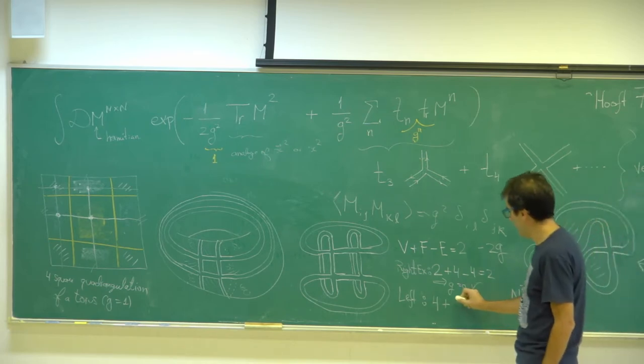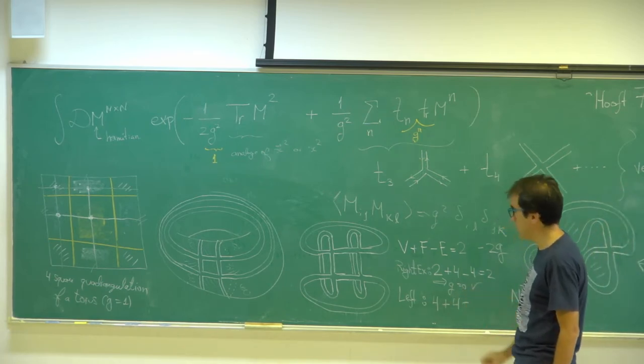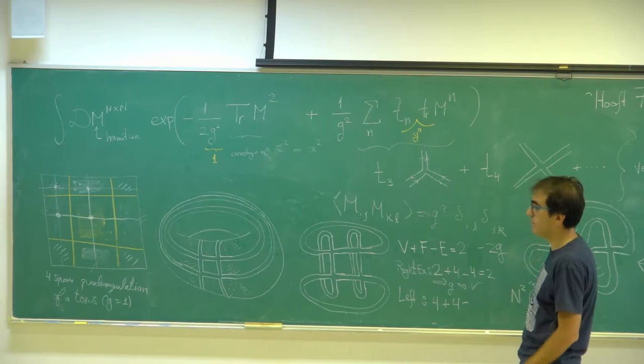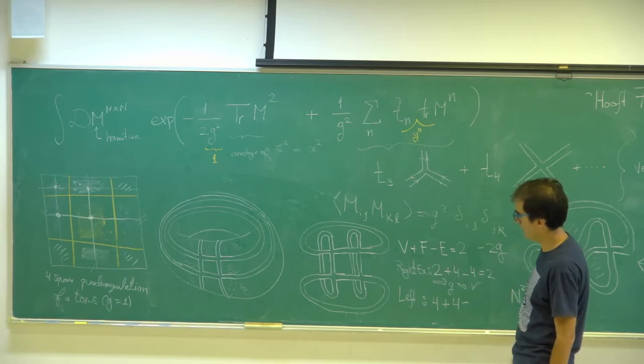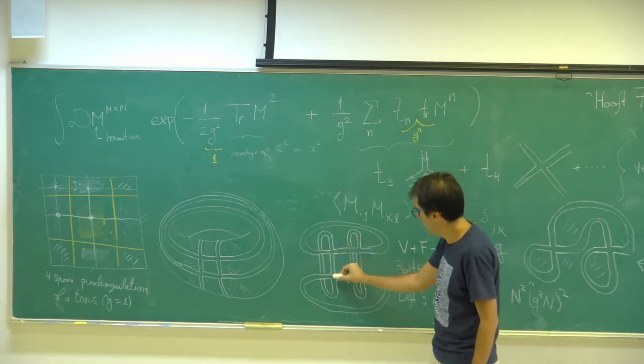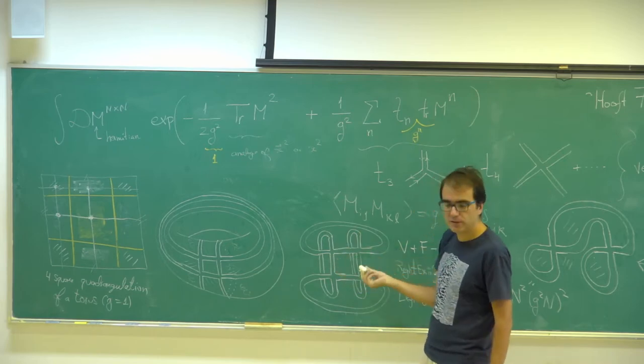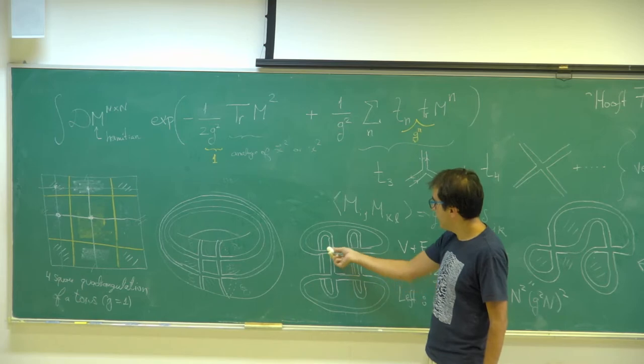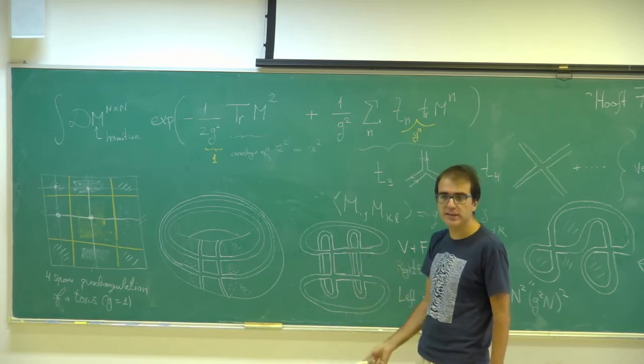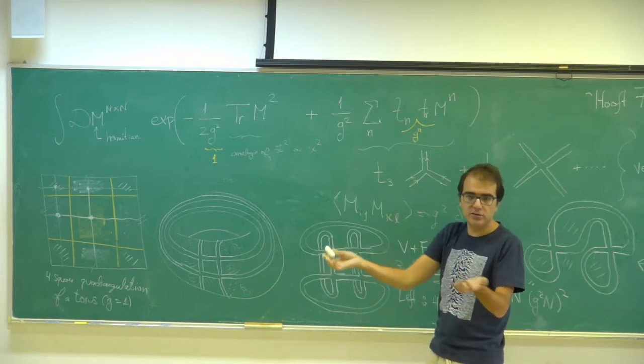So, four faces. Edges? Four. No worries. One, two, three, four. So, okay, let's count in a smarter way. How many fields are there? 4 plus 4 plus 4 plus 4, so 16. And each propagator uses 2 of them, so 8.